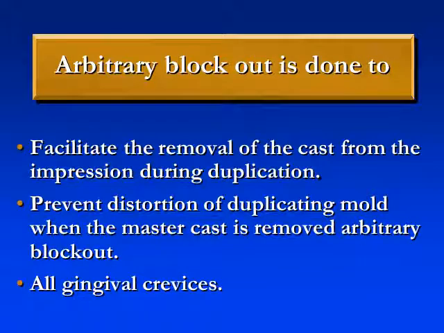Now, why do we use arbitrary blockout? Arbitrary blockout is done to, number one, facilitate the removal of the cast from the impression during duplication. During the procedure of duplication, to facilitate the removal of the cast from the impression, we use arbitrary blockout. Also, to prevent distortion of the duplicating mold when the master cast is removed, we use arbitrary blockout. Also, all gingival surface areas are blocked out by arbitrary blockout.